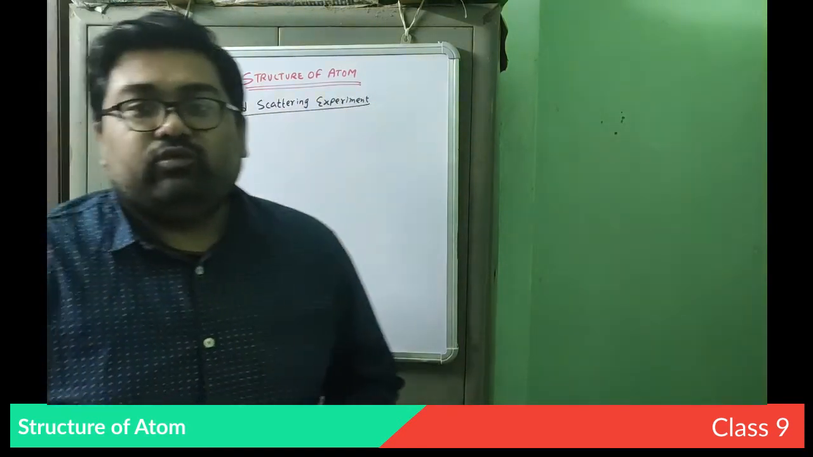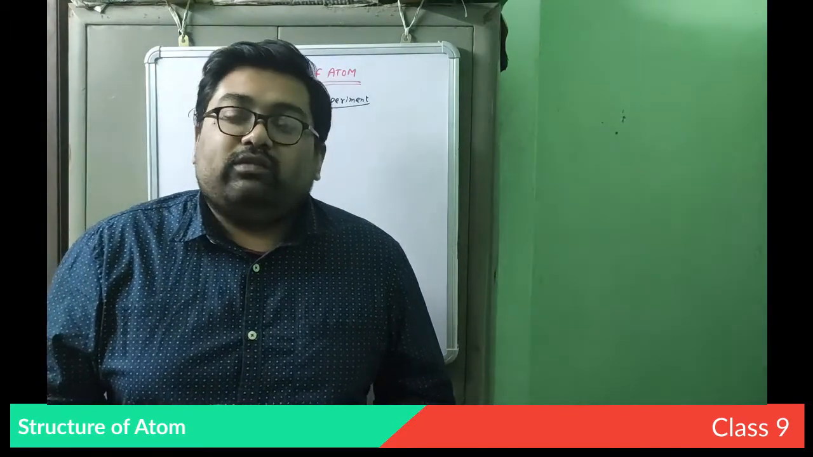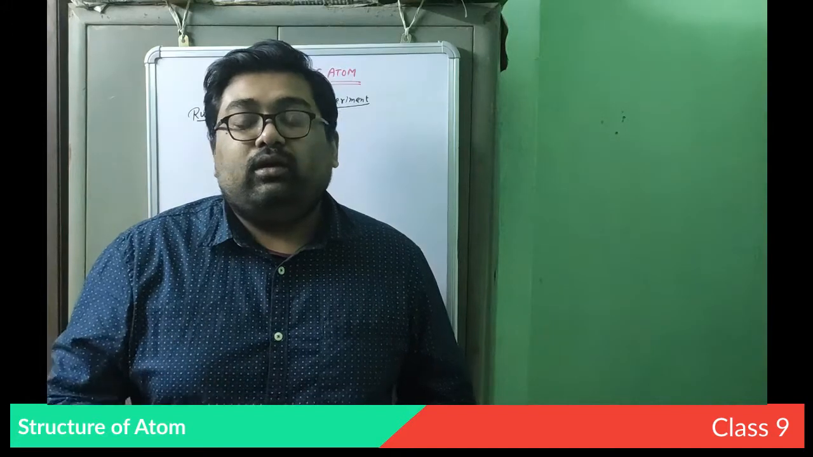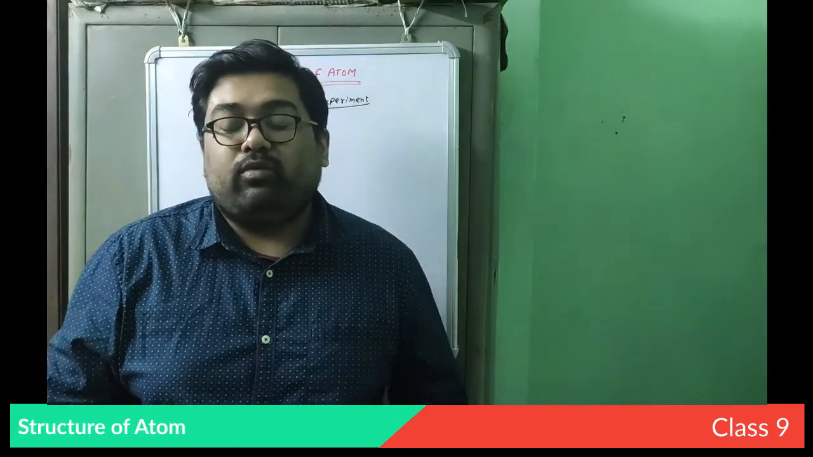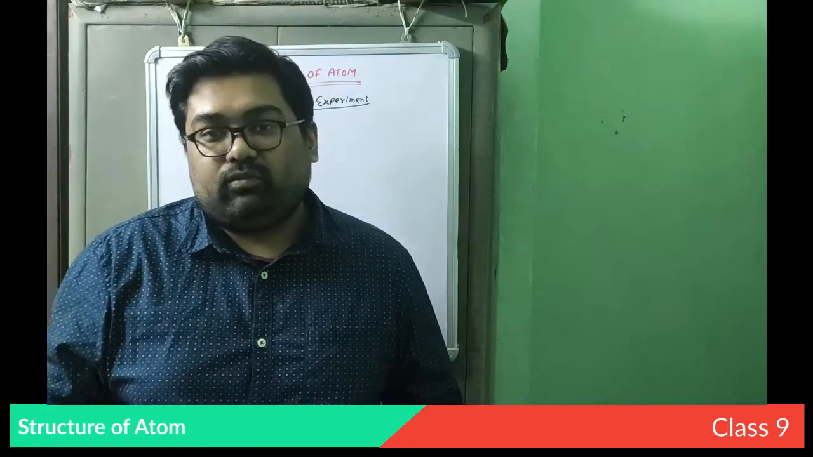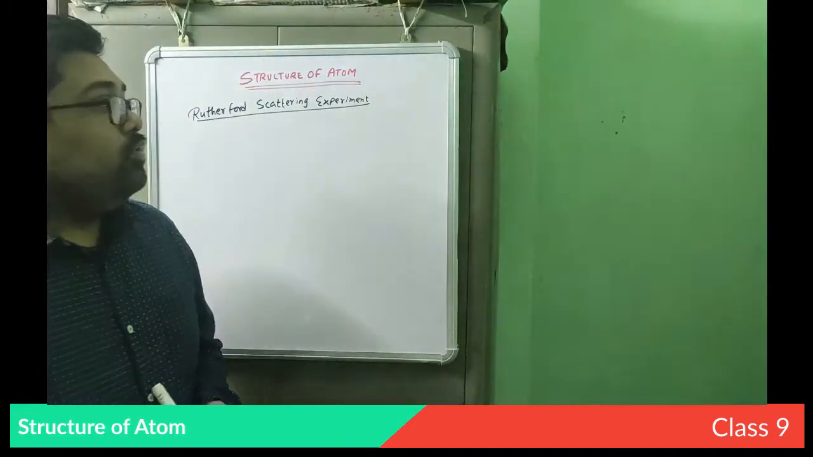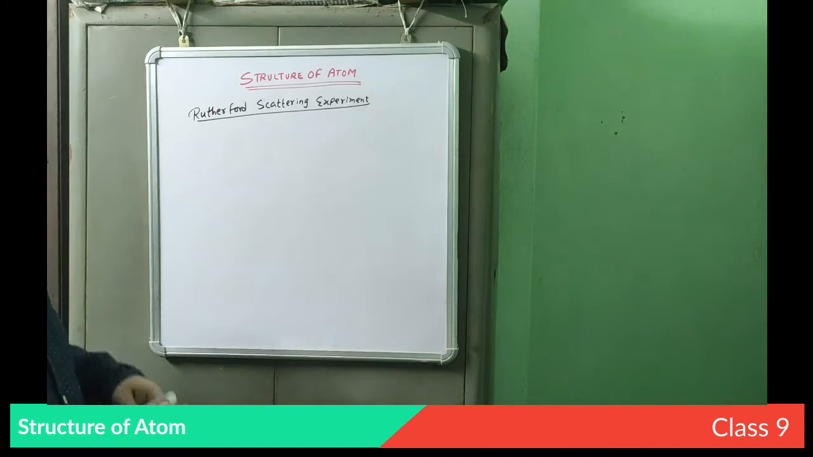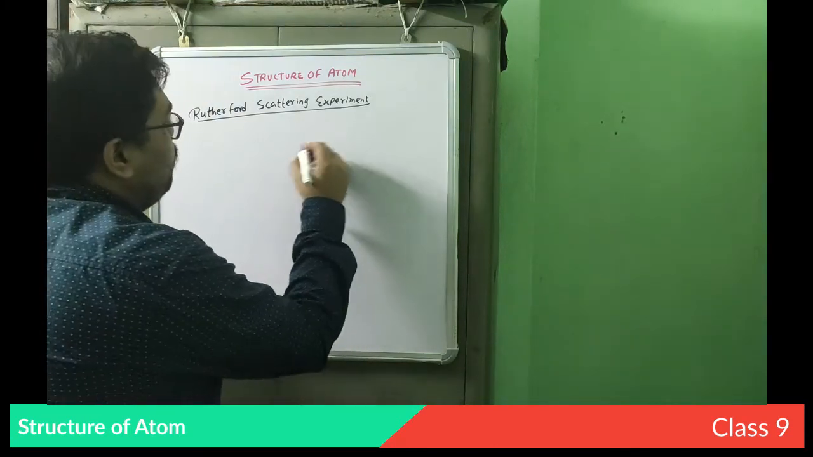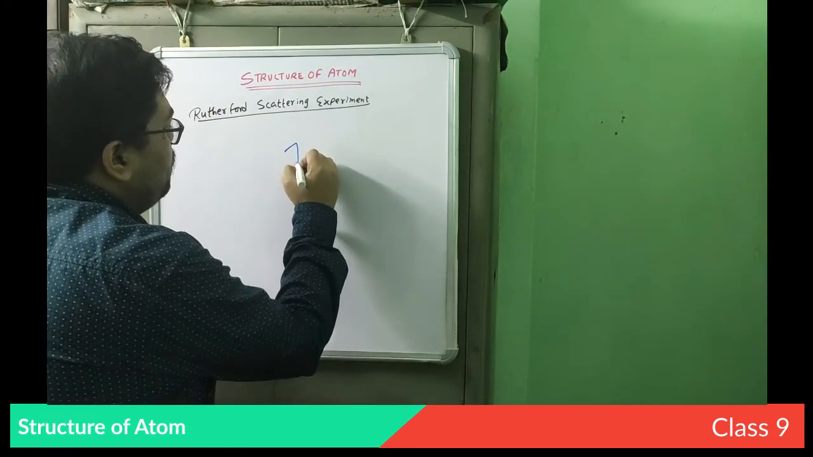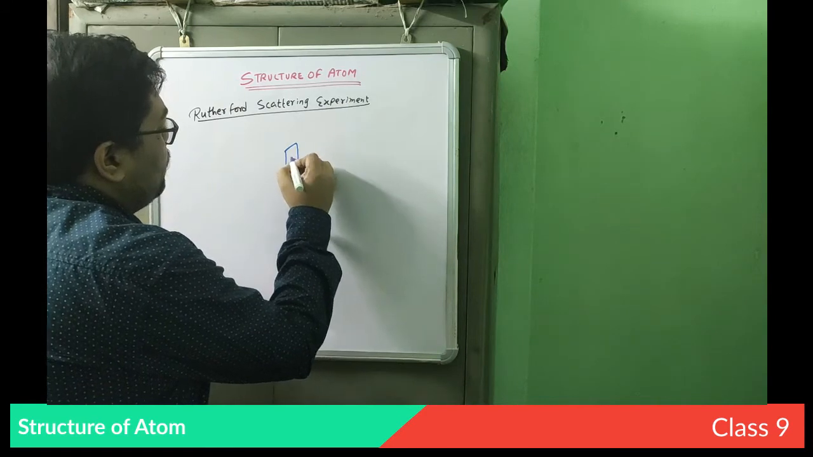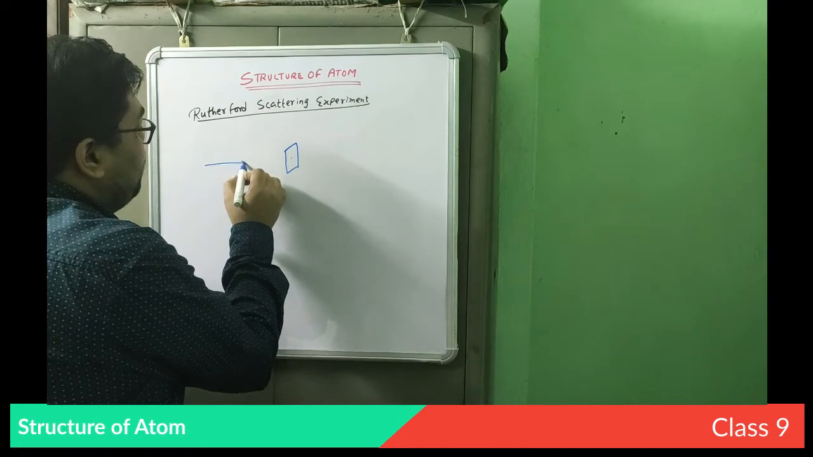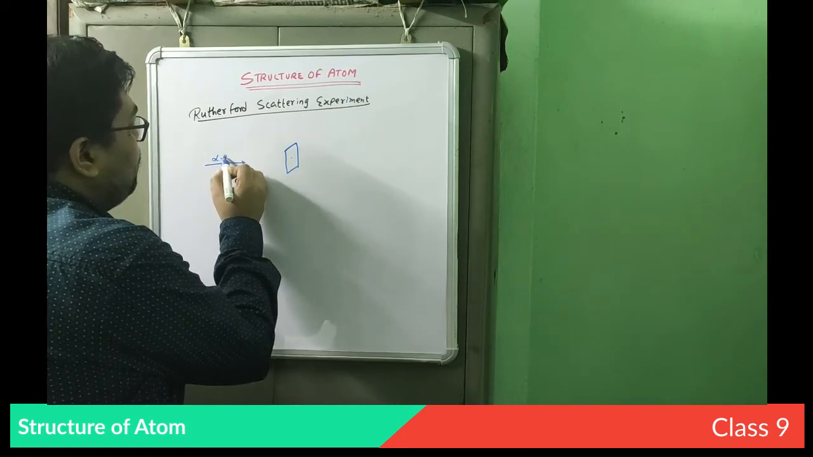Now, Sir Rutherford carried out a scattering experiment in order to determine the structure of the atom, or regarding the properties of the atom, right? So what he did in his experiment was that he took a gold foil and alpha particles. Now what are alpha particles?